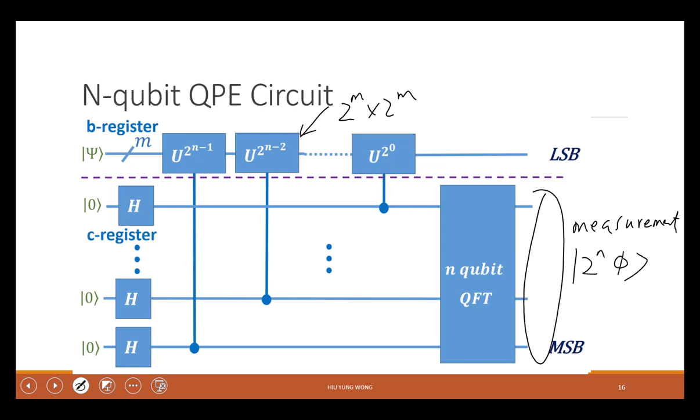Okay? And now you can appreciate how important n is, how many qubits I need, because this increases the resolution. If you only have one qubit, you cannot distinguish different eigenvalues. They all give you either 0 or 1. So that's it. That's quantum phase estimation. And with this, you can try to learn the HHL yourself. I have a paper on that.